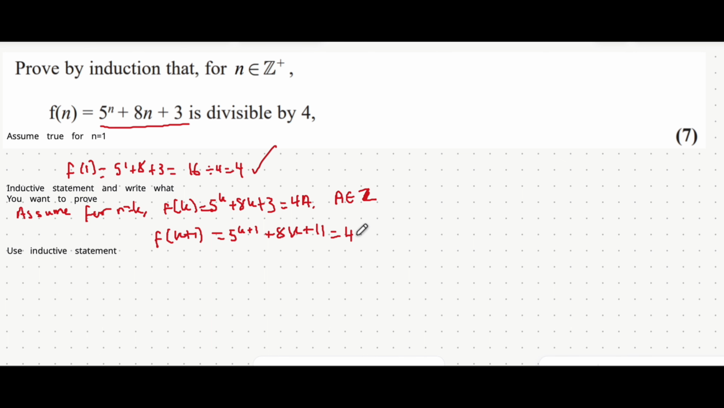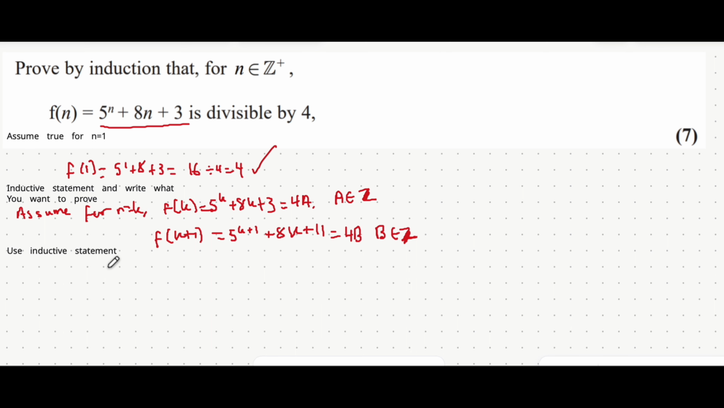So let's say it's equal to 4b this time, where b is also an element of integers. Again, that just means that b is part of the set of integers. Integers can be positive, 0, or negative, by the way. So like minus 3, minus 2, positive 2, positive 3, whole numbers. In this case, we now have to use the inductive statement to prove that this is actually true.